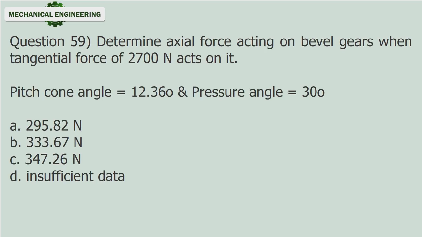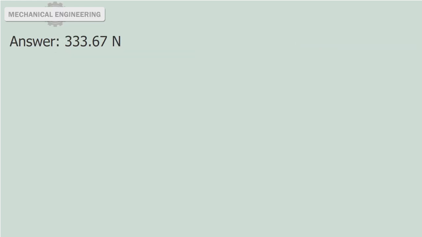Question 59. Determine axial force acting on bevel gears when tangential force of 2700 N acts on it. Pitch cone angle equals 12.360 and pressure angle equals 30.0. A. 295.82 N. B. 333.67 N. C. 347.26 N. D. Insufficient data. Answer: 333.67 N.